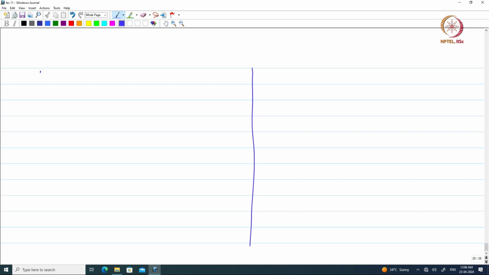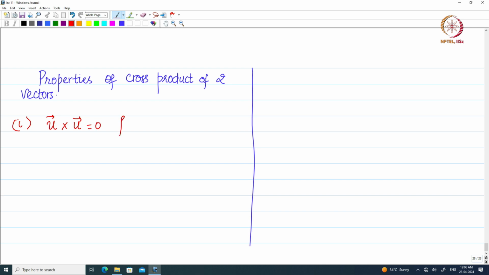Now, let us look at some of the properties of the cross product of two vectors. So, what are those? Let us look at the first one. U cross U is equal to 0 for any vector U.